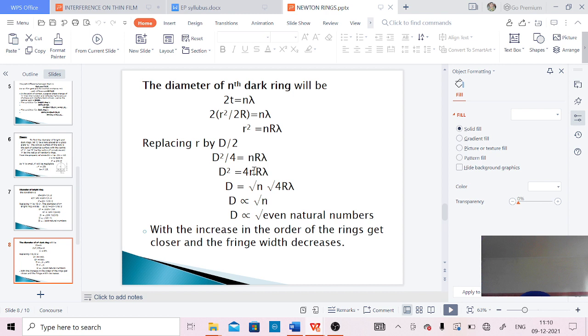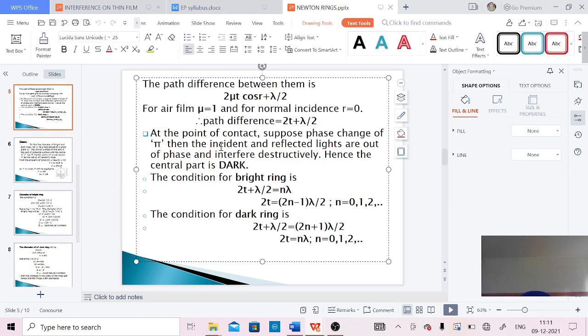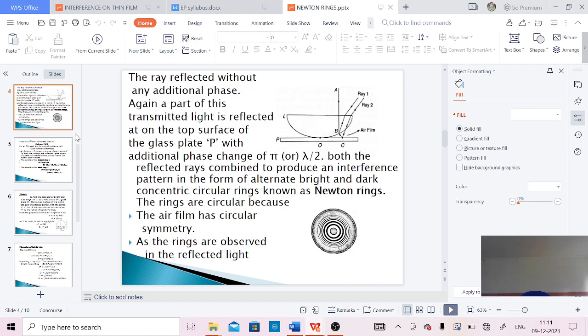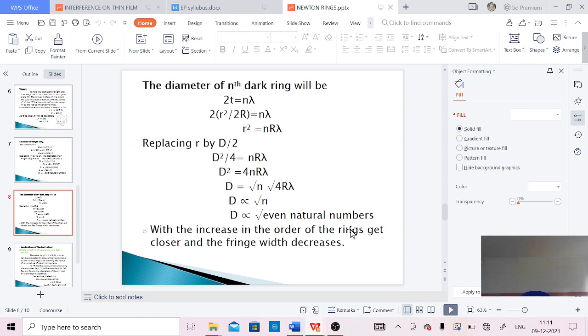With the increase in the order of the rings, the rings get closer and the fringe width decreases. That means, in the concentric circles shown previously, as more and more circles appear, the width between the circles decreases. That is, the fringe width, the distance between the circles, decreases.